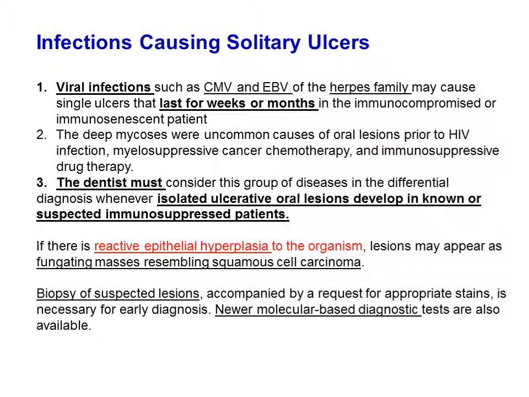Now, we will talk about the infections causing solitary ulcer. Viral infections such as cytomegalovirus, Epstein-Barr virus, or herpes virus may cause a single ulcer that lasts for weeks or months in the immunocompromised or immunocompetent patient.